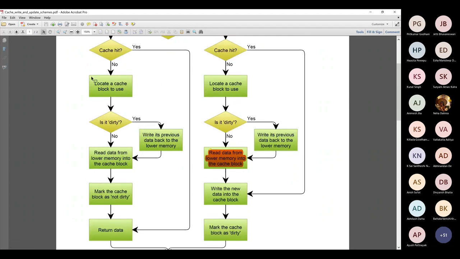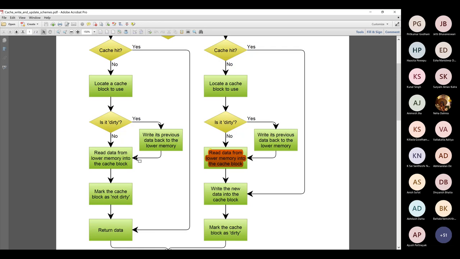If there is a miss, first you locate which cache block to use. Is it dirty? If it is dirty, you cannot just bring the data from memory into the cache. Okay. You first write the previous data to main memory. That is the situation that Preet Kumar was mentioning. If you directly read in data and replace that block from memory, the changes will be overwritten. That cannot be allowed.